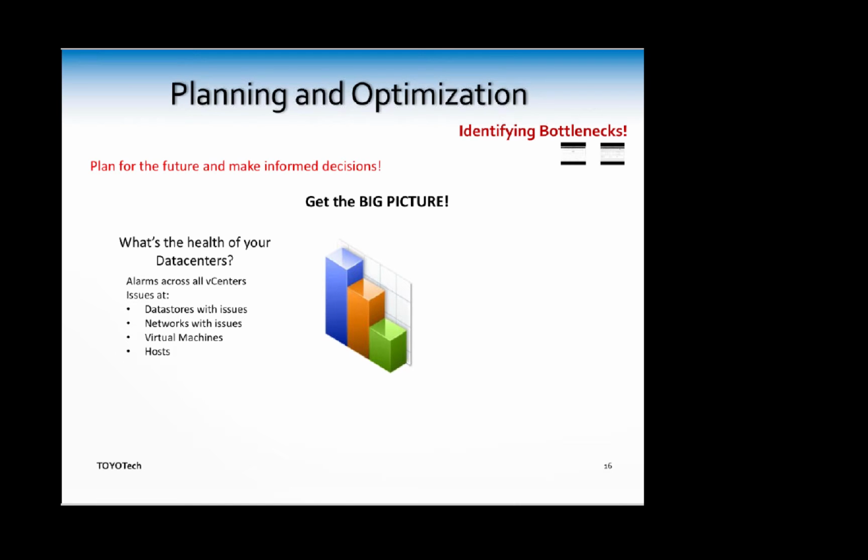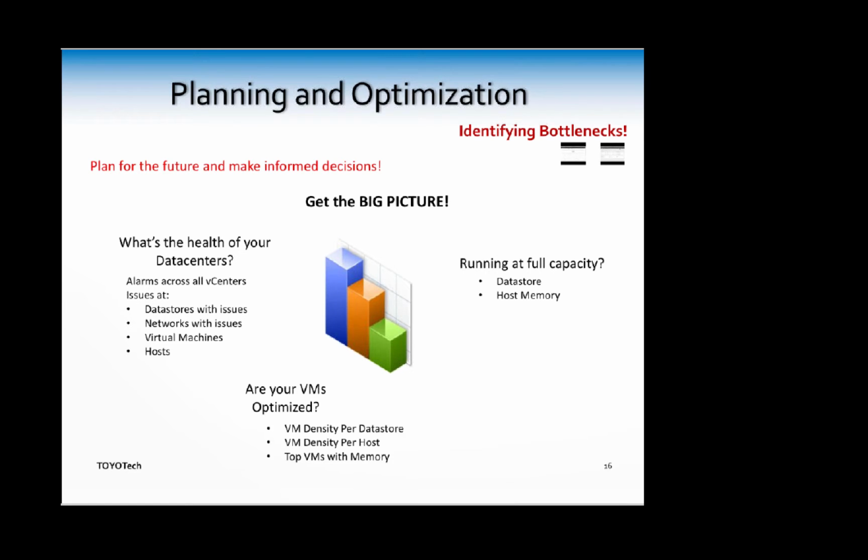For example, what's the overall health of your data centers? Are your data stores and host memory running at full capacity? Is it time to add more? Are your VMs optimized in terms of VM density for data store or host? What VMs are getting low on memory? Do you have any hotspots? Any trends and events reported from various object types that you can draw conclusions on?